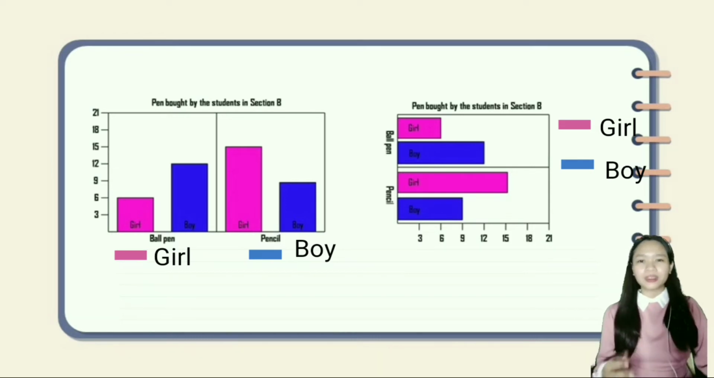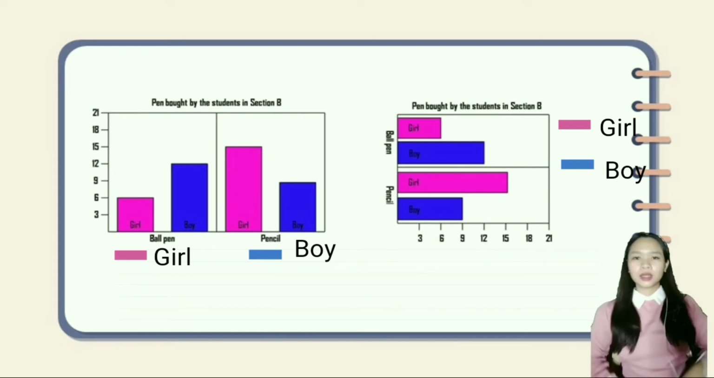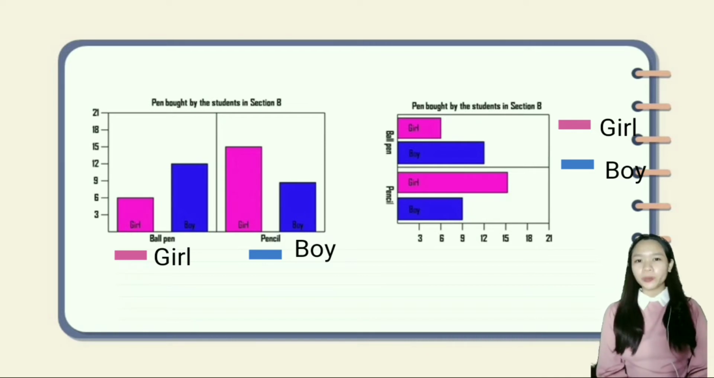What group of data is being compared? Since we're using a double bar graph, we have two sets of data that we need to compare. So this time, we're going to look at the legend. The data are boys and girls, and we're also going to look at the title. So, what do you think is the answer? Correct. The group of data being compared is the pens bought by boys and girls in Section B.